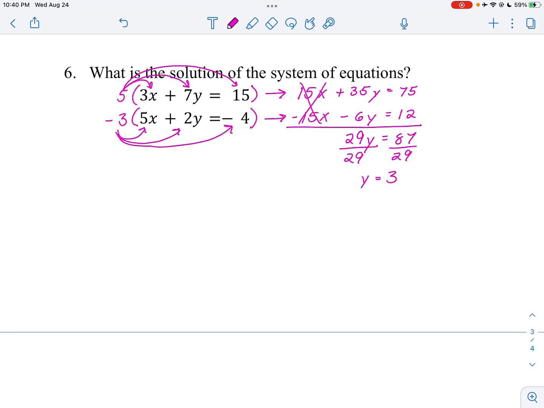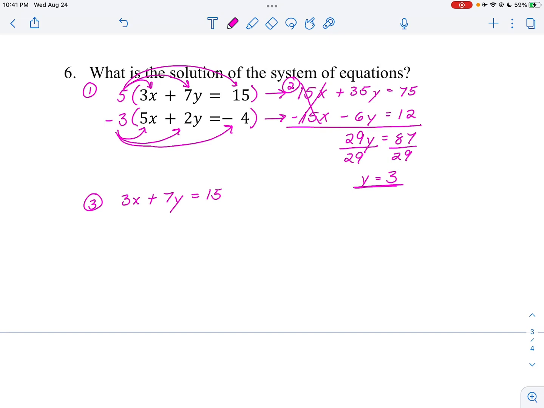So y is 3. So step 1 was multiplying by the 5 and the negative 3. Step 2 was adding the equations together once we have that 0 pair. Now we're ready for step 3, which is to take that value for y that we just got, 3, and plug it into one of the original equations. Again, I'm just going to take the top one. I don't have a reason, I just am. So 3x plus 7y equals 15.